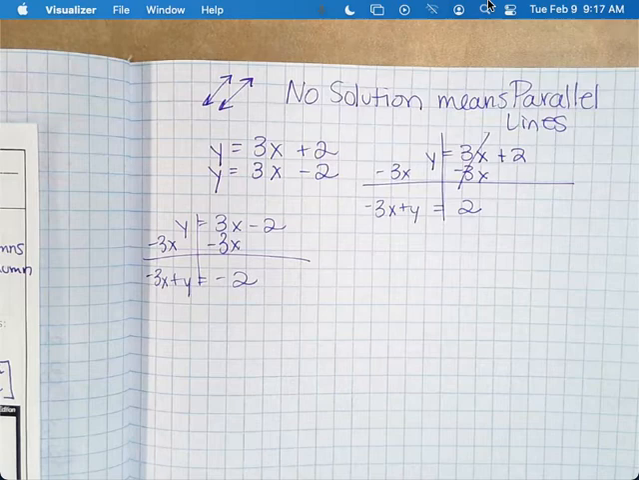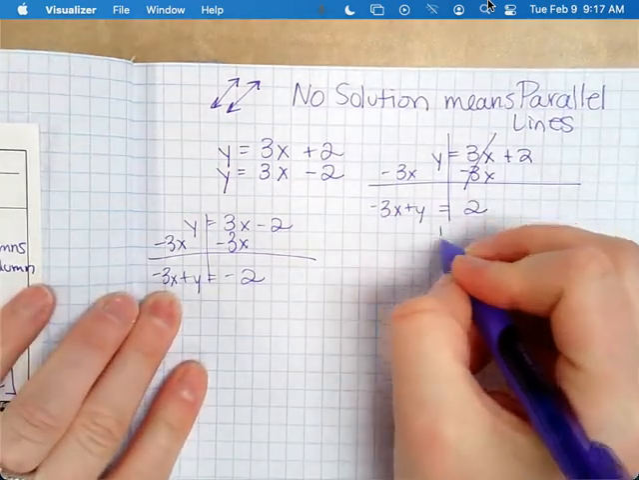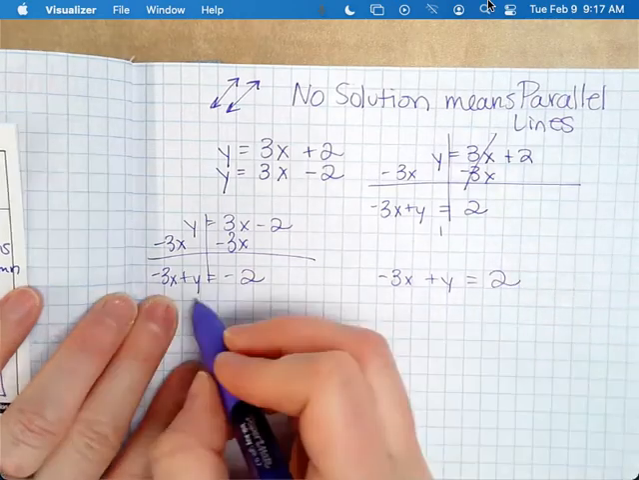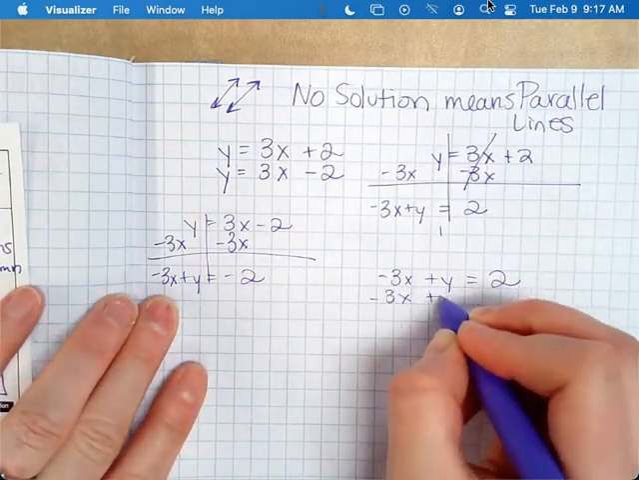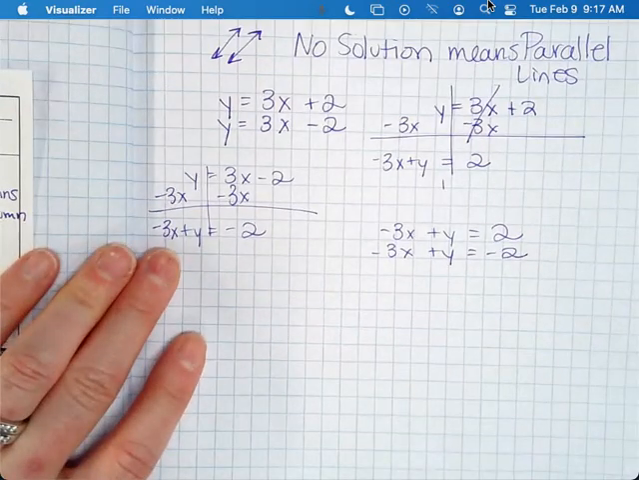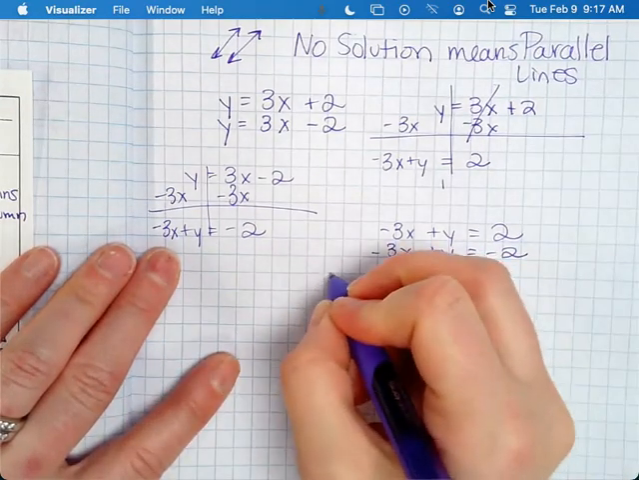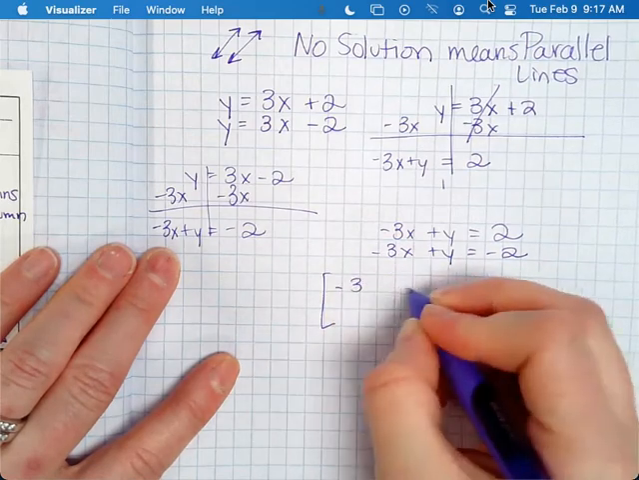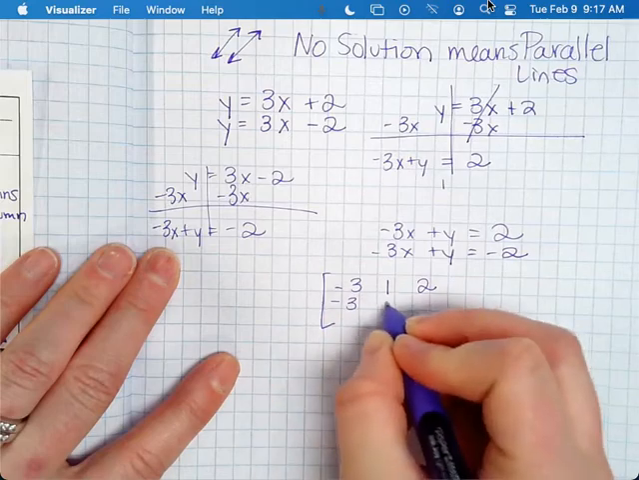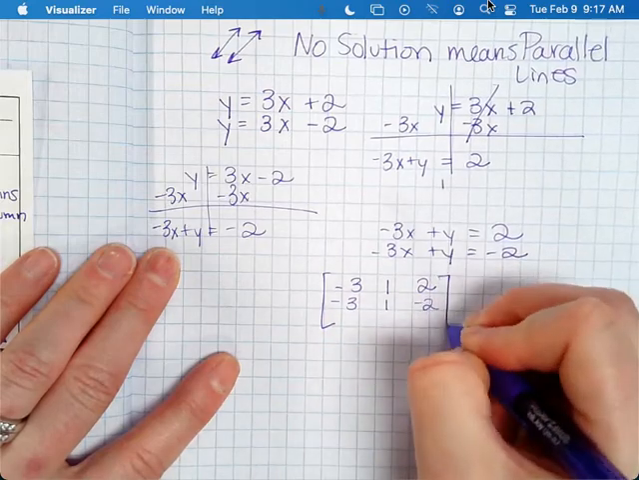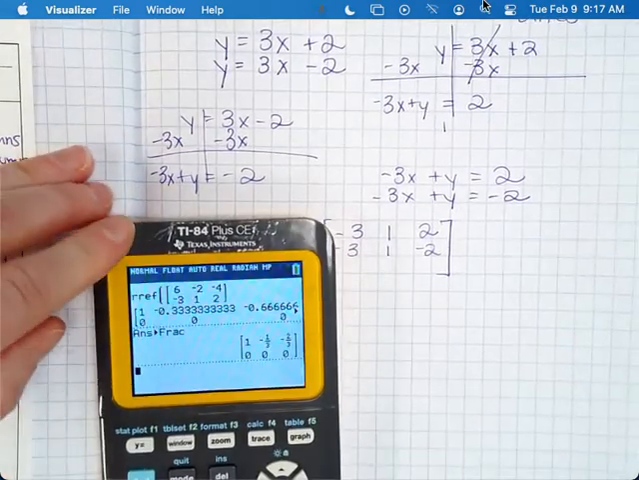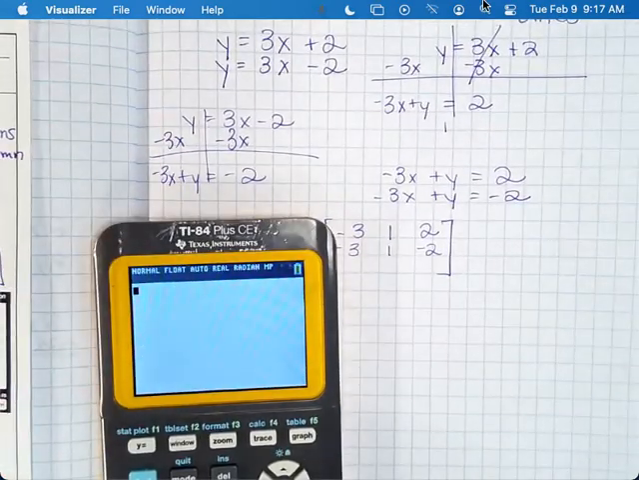So our equations in standard form are this one, negative 3x plus y equals 2, and then this one, negative 3x plus y equals negative 2. Same equation, just your C is different. So let's write it as a matrix. Negative 3, 1, 2. And then negative 3, 1, negative 2. And let's see what it looks like when we put it in the calculator in the matrix.